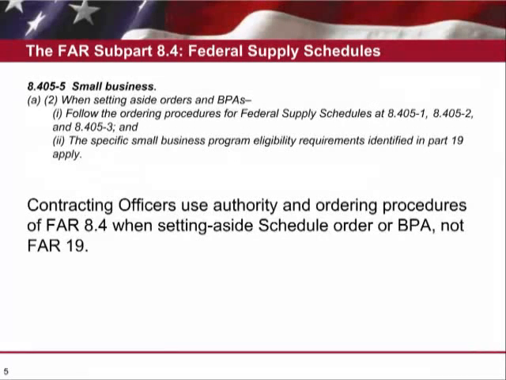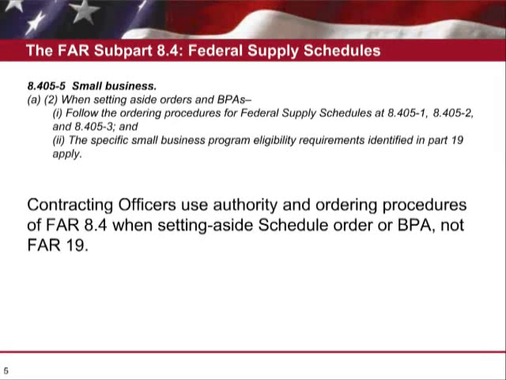Now, there's also another paragraph that was added to 8.45-5, and that's paragraph A2 that you see on the screen now. It's important to note that while you can now set aside orders for small businesses, agencies still have to follow the ordering procedures of 8.4. Now, what does that mean?